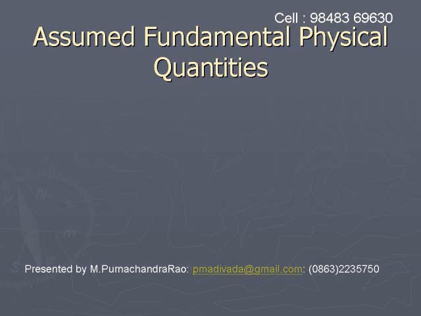Assumed fundamental physical quantities. Let us try to express length in terms of c, g, h. C is the speed of light, g is the gravitational constant, h is Planck's constant. That means we are taking the speed of light, the universal gravitational constant and Planck's constant as our fundamental physical quantities, and let us try to express length in terms of c, g, h.